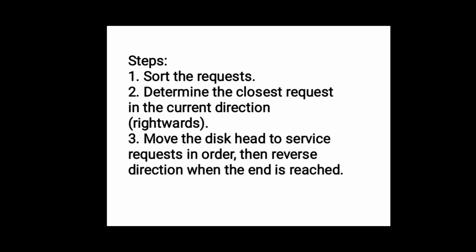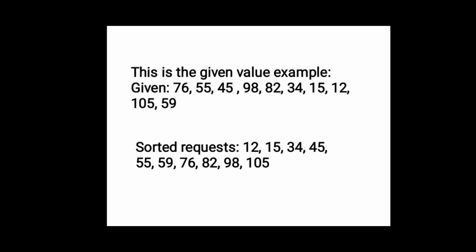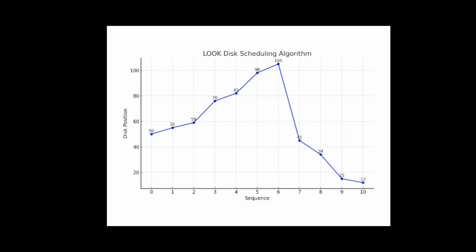Sort the requests, determine the closest request in the current direction, and move the disk head. And this is the given example. The values are 76, 55, 40, 5, 98, 82, 34, 15, 12, 105, and 59. And this is the sorted request, which is 12, 15.